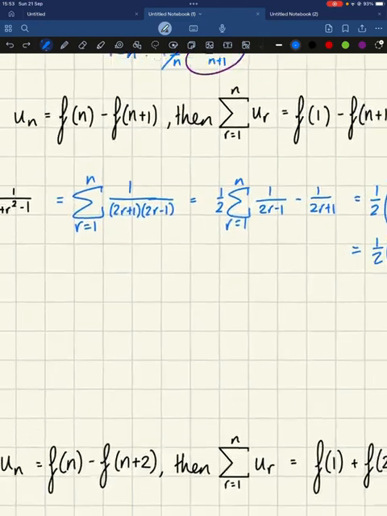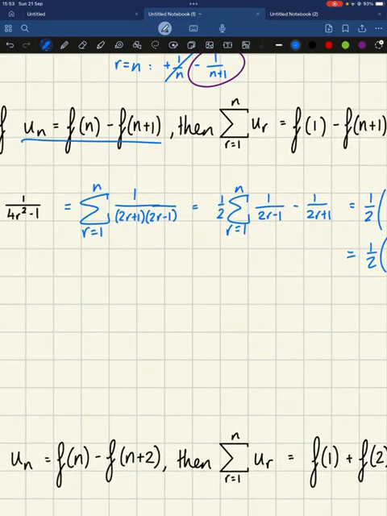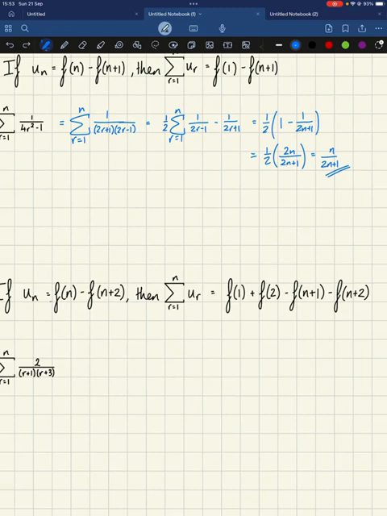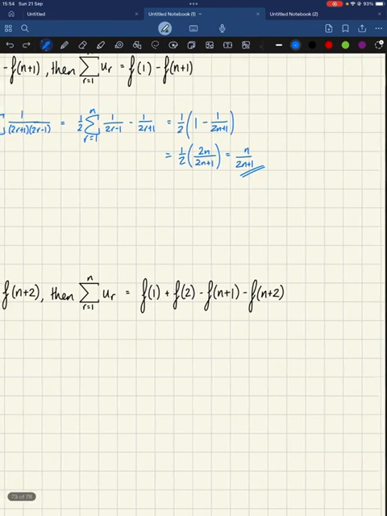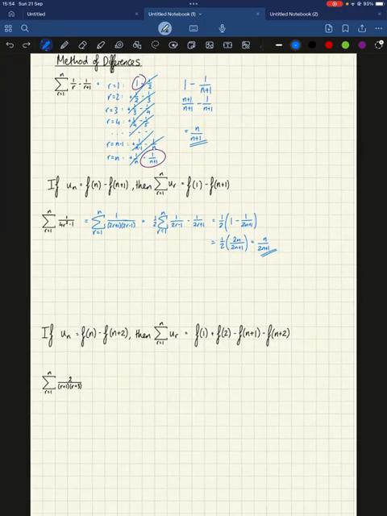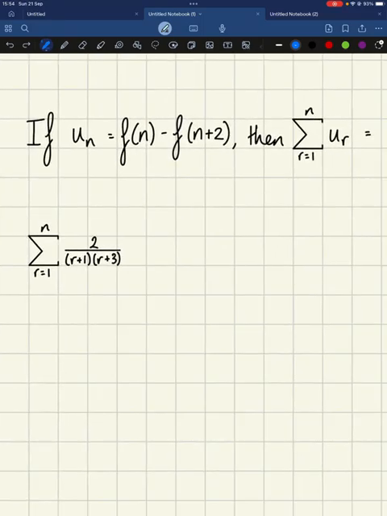Now, what if we don't have it in this form of f of n minus f of n plus 1? If we, for example, have f of n minus f of n plus 2, then, by using the method of differences, we find that the sum of that is f of 1 plus f of 2 minus f of n plus 1 minus f of n plus 2. Now let's just show this with this sum over here real quick.